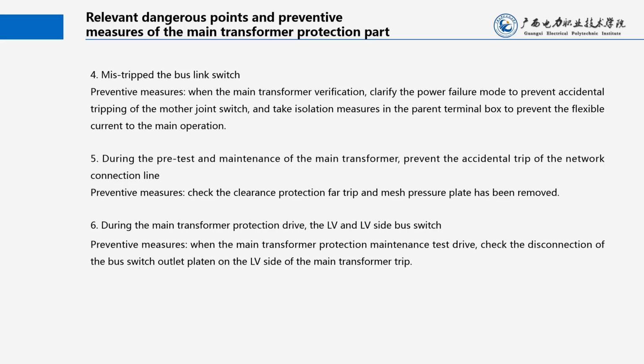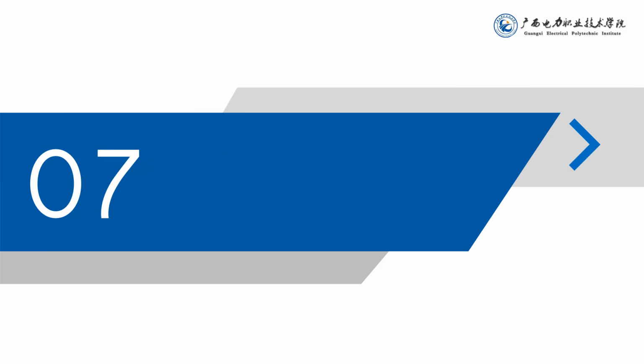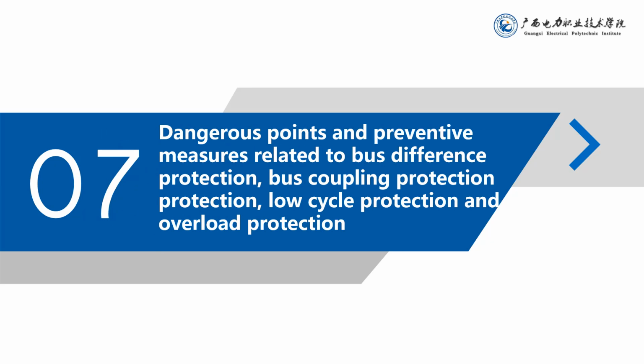6. During the main transformer protection drive, the LV and LV side bus switch. Preventive measures. When the main transformer protection maintenance test drive, check the disconnection of the bus switch outlet platen on the LV side of the main transformer trip. 7. Dangerous points and preventive measures related to bus difference protection, bus coupling protection, low cycle protection and overload protection.